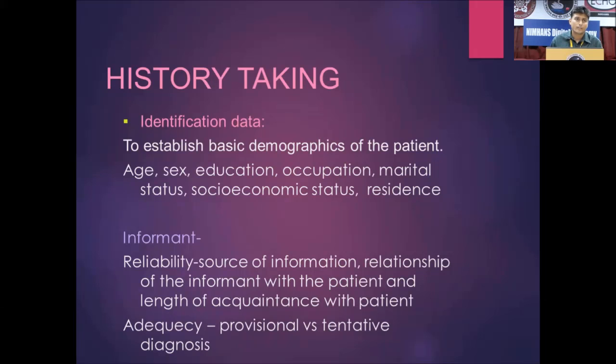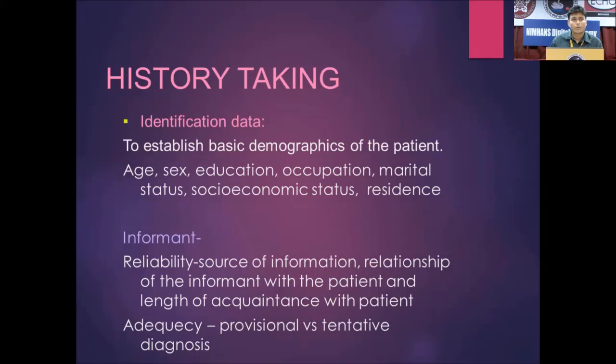In psychiatric disorders, either the patient may be giving the history or the attender may be giving the history. So it is important to check the reliability of this information. So how do you check the reliability of this information? First, record the source of information, relationship of the informant with the patient, and the length of acquaintance with the patient. Only the person who has been closely observing the patient can give a reliable history. So that is a test for reliability.